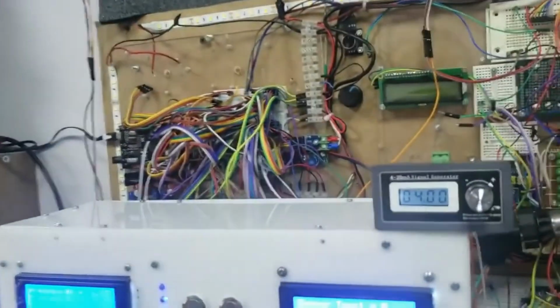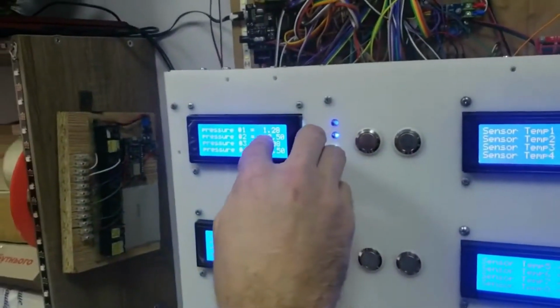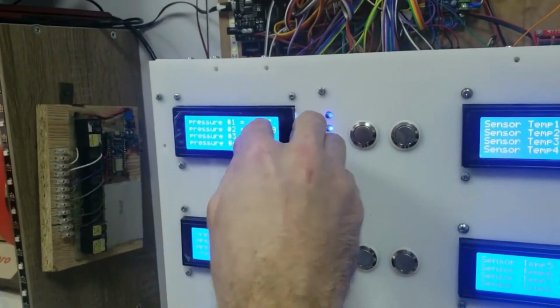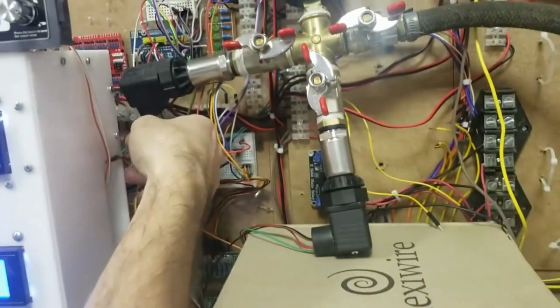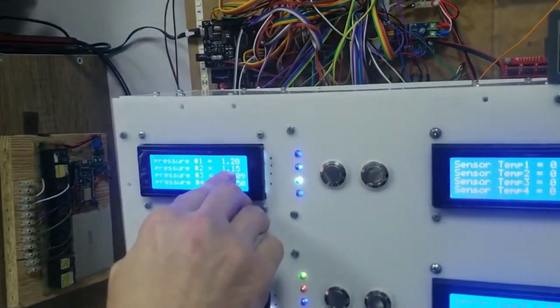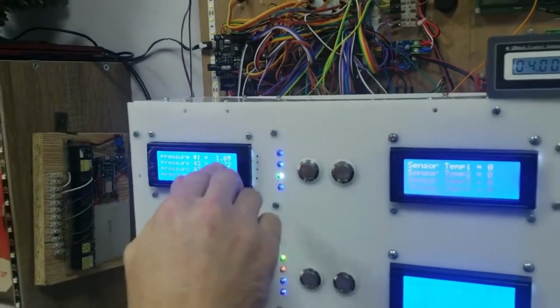actually somewhere the contact is loose. The second sensor turned on at 1.23. There's a bad contact somewhere. Now, we can observe that both sensors are working, and now we will also turn them off.